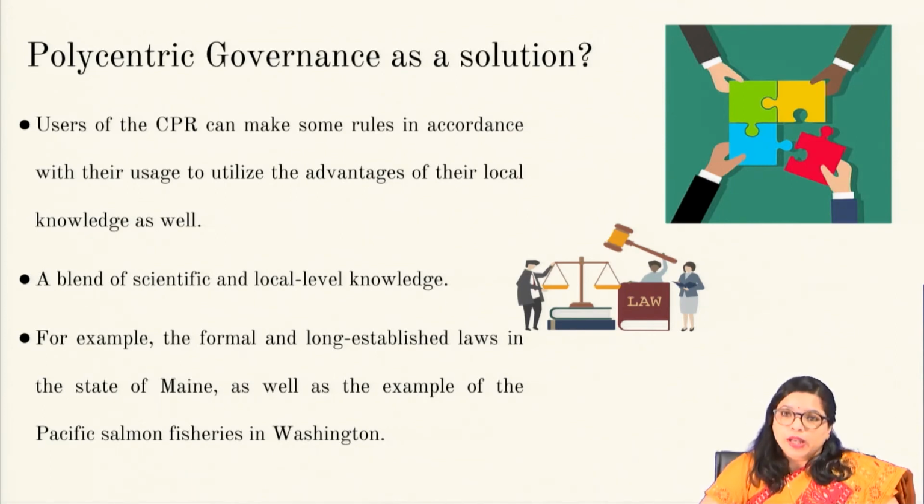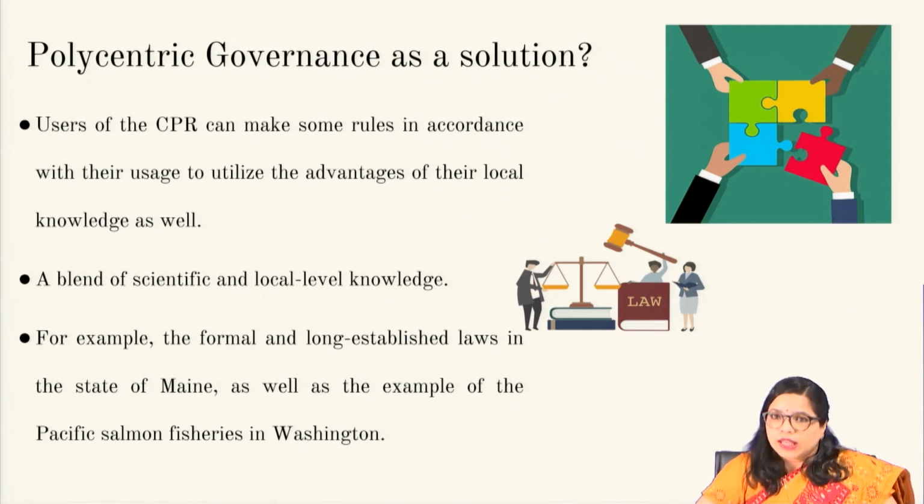As well, a blend of scientific and local level knowledge is also a positive point found within the polycentric common pool resource governance systems. For example, the formal and long established law in the state of Maine, as well as the example of the Pacific salmon fisheries in Washington and its management, are good examples of functional polycentric systems that work better than the federal policies.